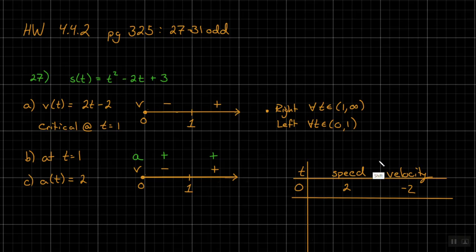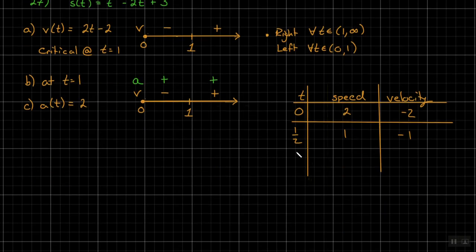Let's do another one. Let's try 1/2. What is my velocity at half a second? If we plug it in here, -1. What's the speed? 1. Now, this on its own might be able to help us, but let's get one more point here. We'll make sense of this.